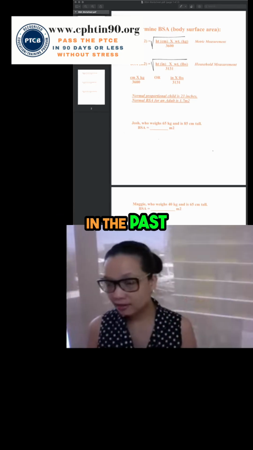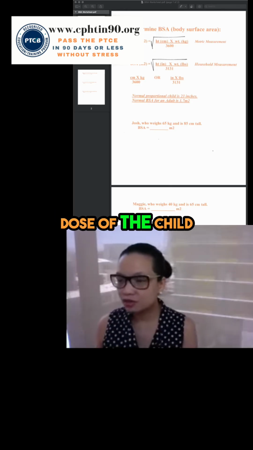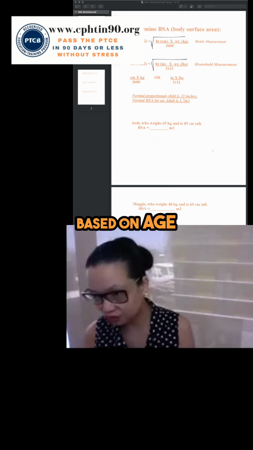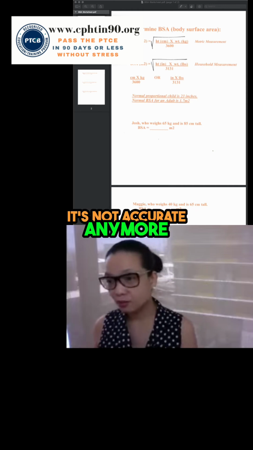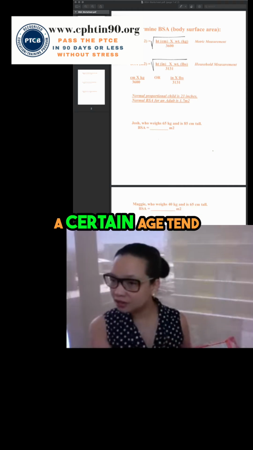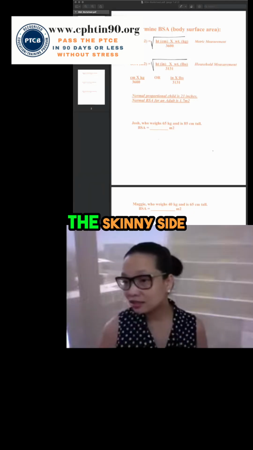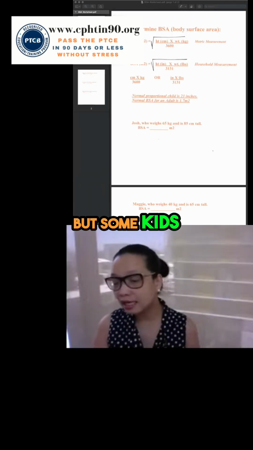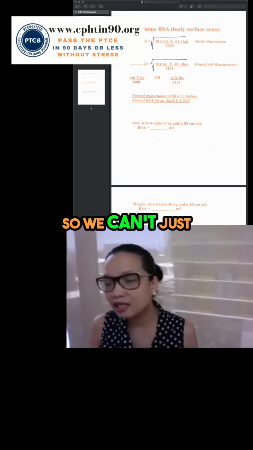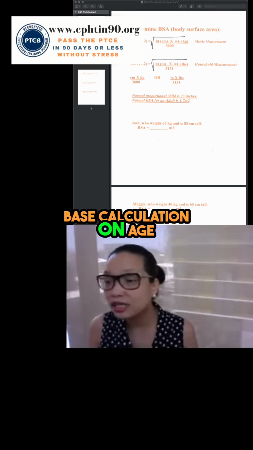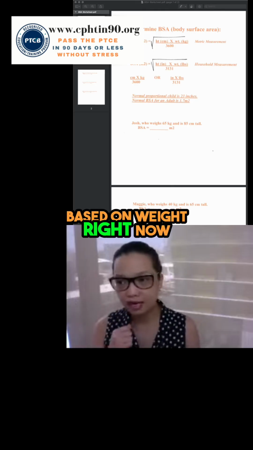In the past, we could calculate the dose of the child based on age, okay? But through time, it's not accurate anymore because some kids of a certain age tend to be heavier or skinnier. My son is on the skinny side, okay? But some kids tend to be on the heavier side. So we can't just base calculation on age. We still use calculation based on weight right now, okay?